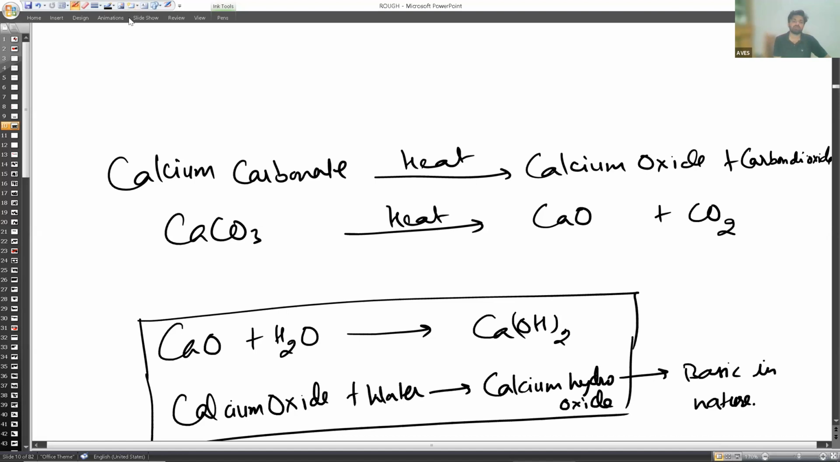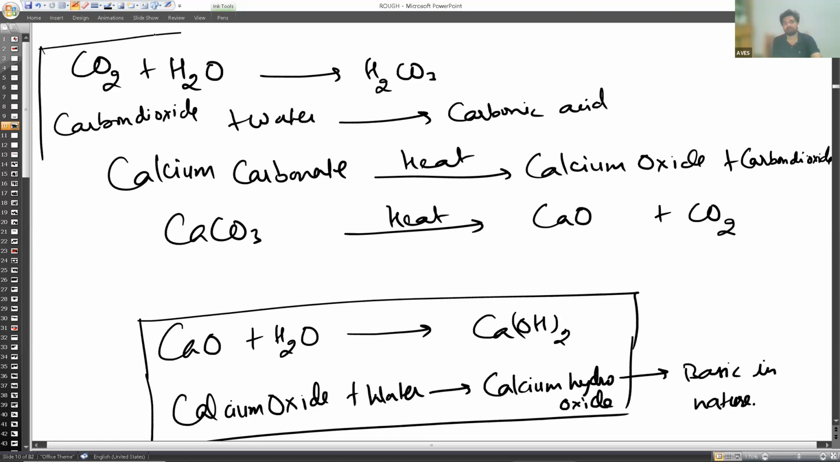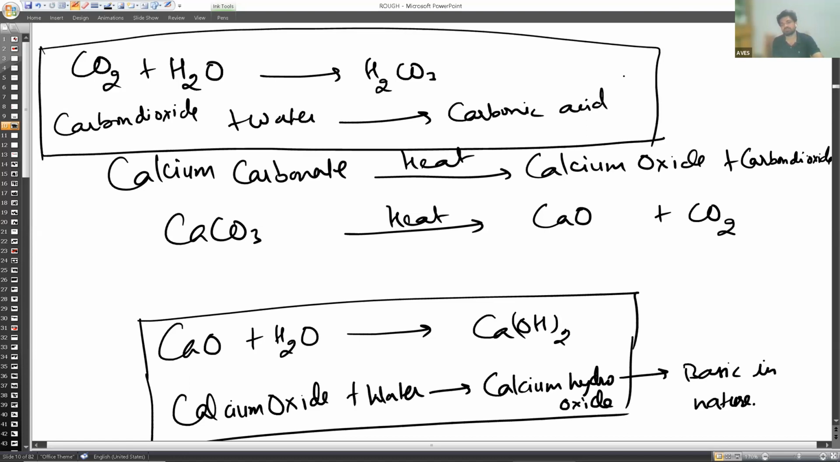So when you mix carbon dioxide with water, CO2 plus water, it will give you H2CO3, carbonic acid, which is acidic in nature. You have to note this one. This is an important question. Done.